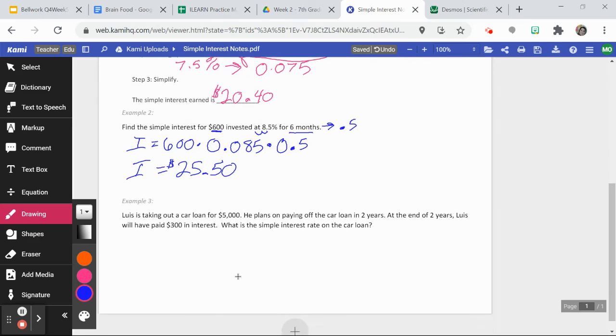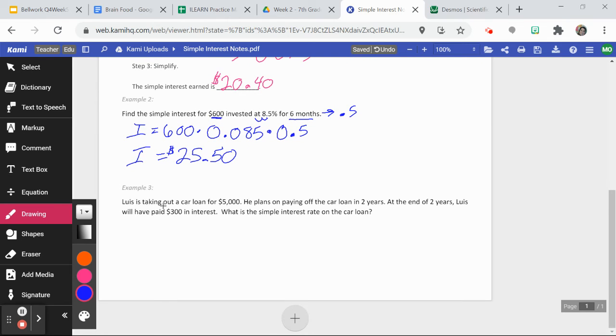All right. Word problem. Lewis is taking out a car loan for $5,000. That's our principal. He plans on paying off the car loan in 2 years. There's our time. At the end of the 2 years, he will have paid $300 in interest. Now this time around, we have the interest. So what is the simple interest rate on a car loan? This time we've got to find what the rate is.